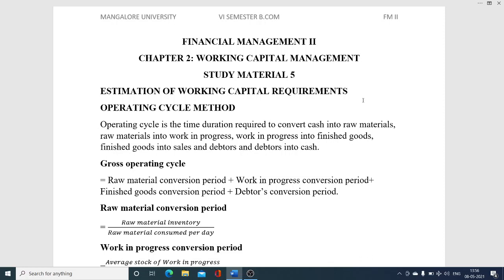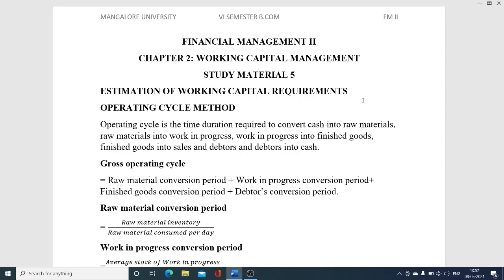In this session, let us understand the operating cycle method which is used to estimate the working capital requirements. The working capital requirements can be estimated using different methods. The first method is the percentage of sales method, the second method is the operating cycle method, and the third method is the components of working capital method. In this session, let us understand the second method, that is the operating cycle method.